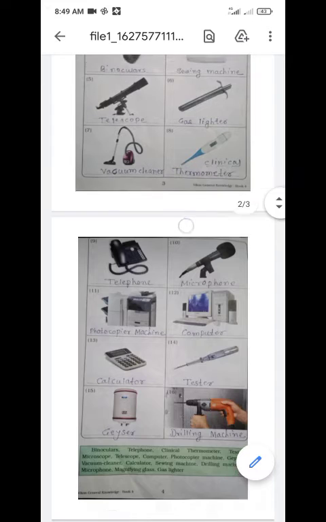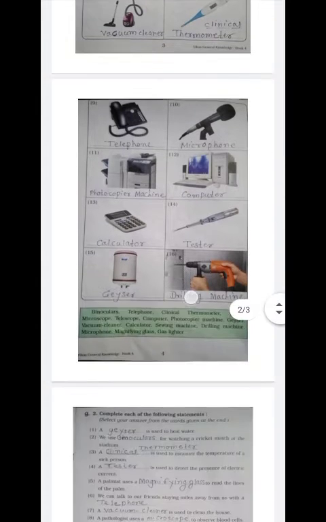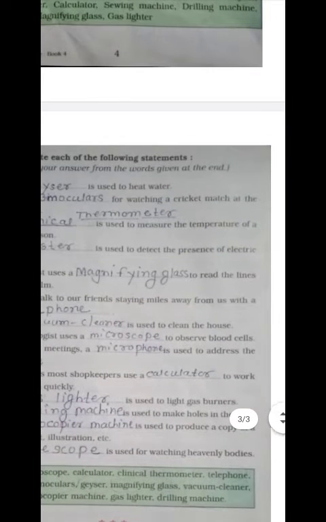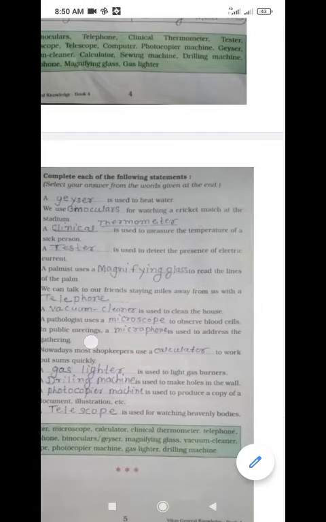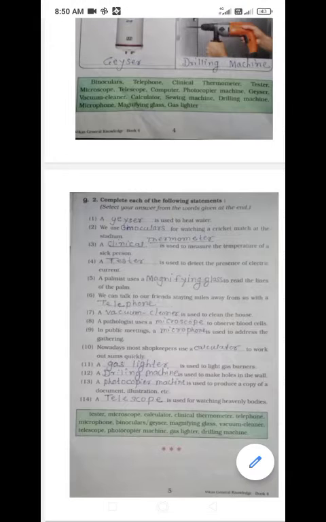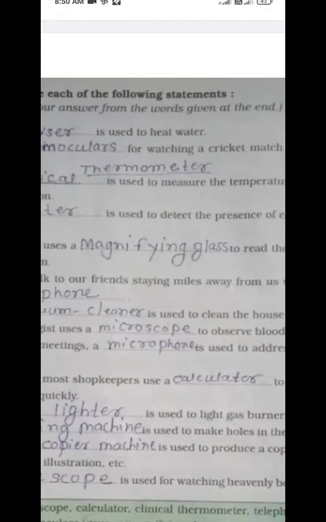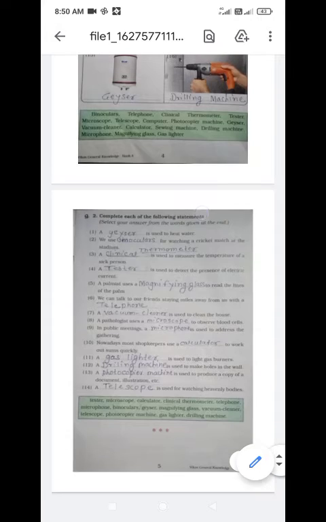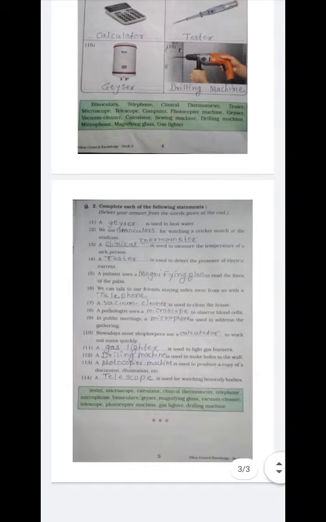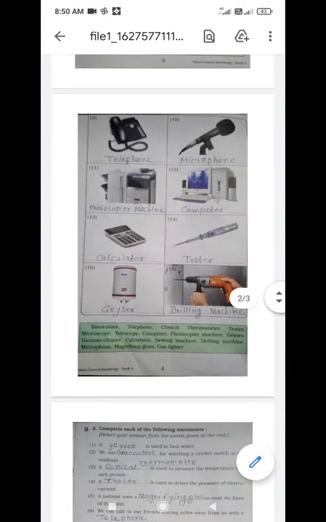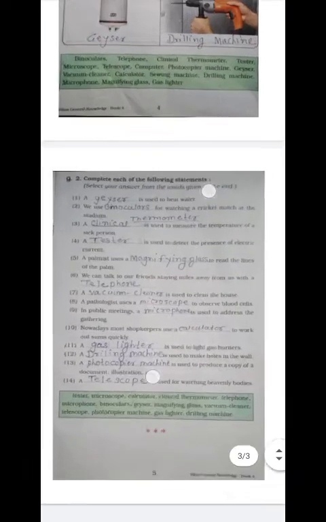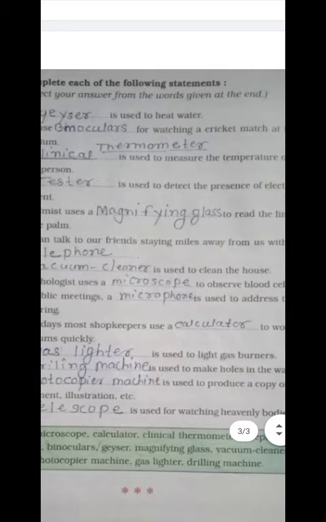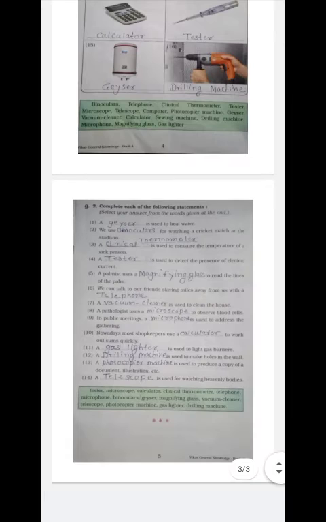We use binoculars for watching a cricket match at the stadium. Now, a clinical thermometer is used to measure the temperature of a sick person. A clinical thermometer, where is thermometer? Here. A clinical thermometer is used to measure the temperature of a sick person.